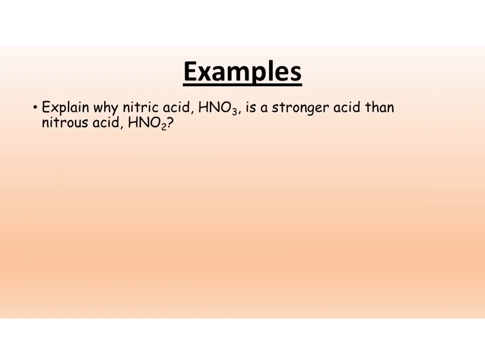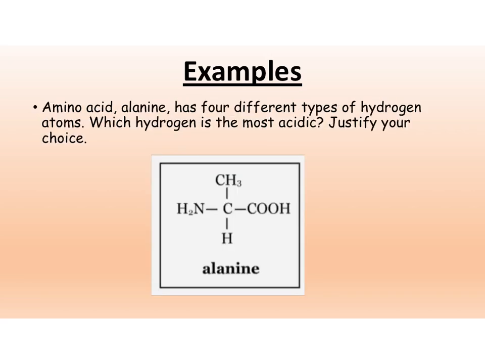Some examples: we have HNO3 and HNO2. We want to discuss why HNO3 is a stronger acid than HNO2. Well, it's got an extra oxygen. The more oxygens it has, the more it is pulling the electrons further and further from that hydrogen, making that hydrogen pop off really easily.